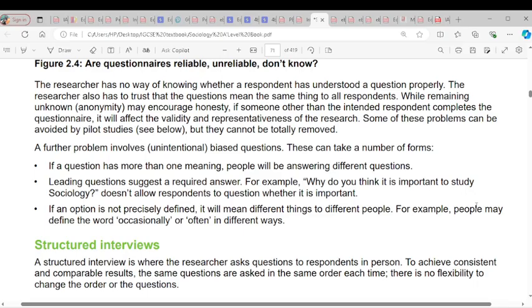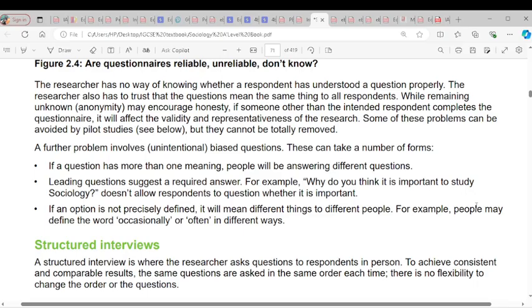Some of these problems can be avoided by pilot studies, but they cannot be totally removed anyway. A further problem involves unintentional biased questions. This can take a number of forms. One, if a question has more than one meaning, people will be answering different questions. So you have to ensure that the meaning you give, whatever you've written, has the same meaning. If not, then you're going to have different answers.